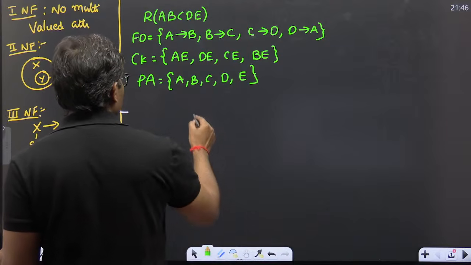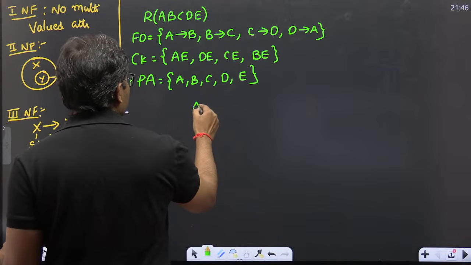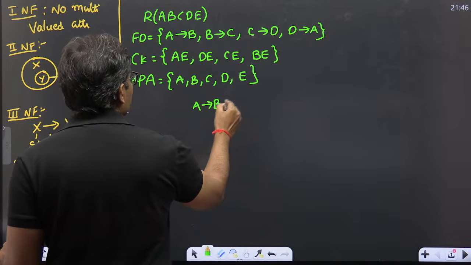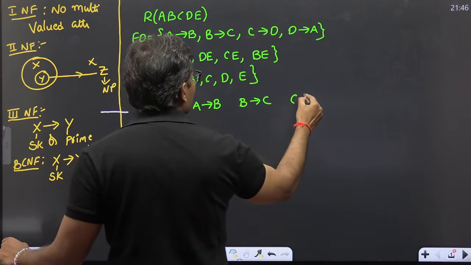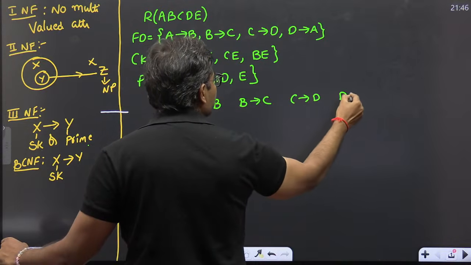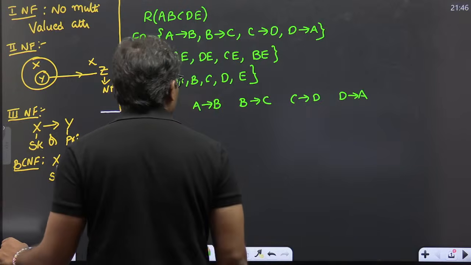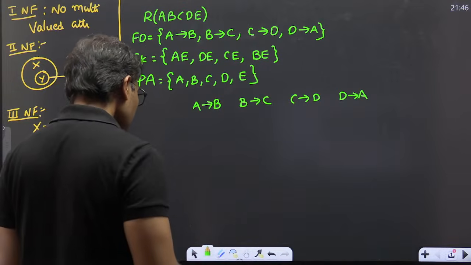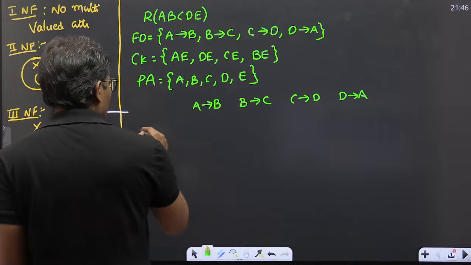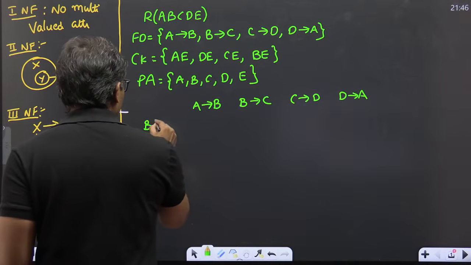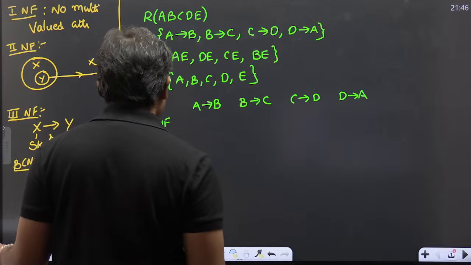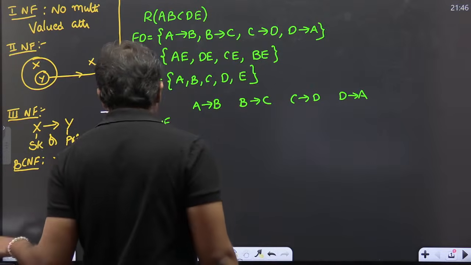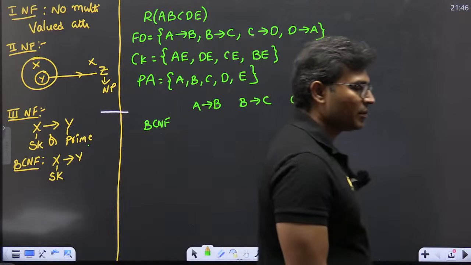So let us see this. What are the functional dependencies? A determines B, B determines C, C determines D, and D determines A. They are all prime attributes. Now we have to check about BCNF.